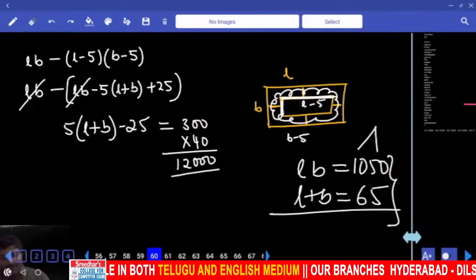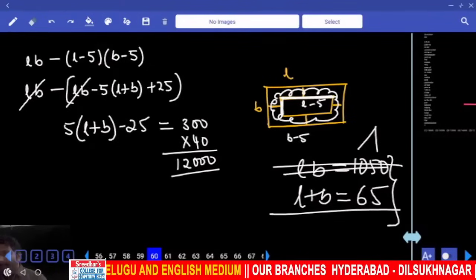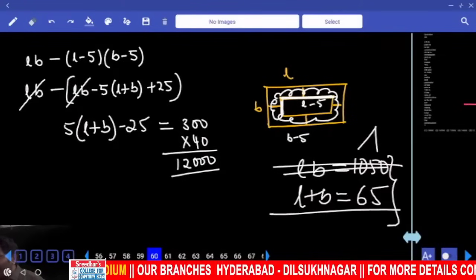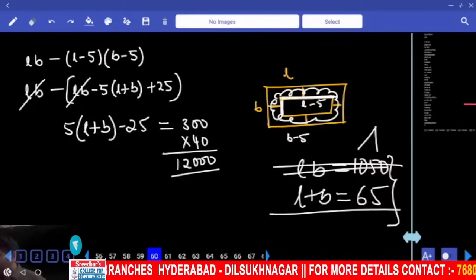So instead of using this area, by using only the perimeter, we can calculate the path area. I request you to remember this point. Okay.